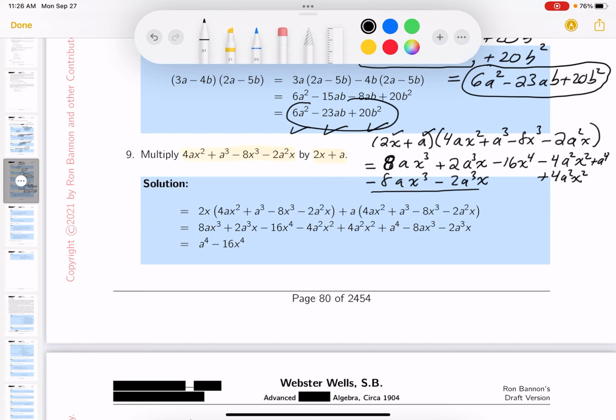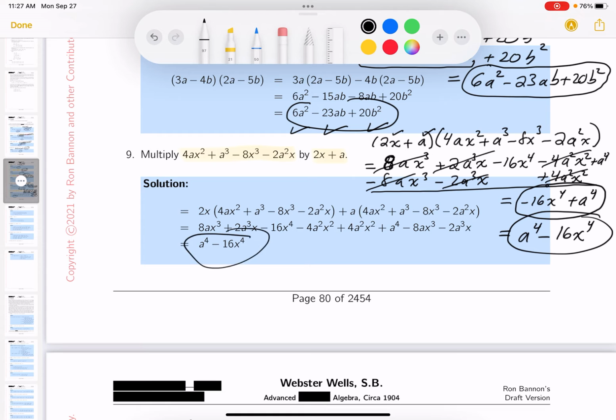A little line over here. I'm going to add things together. What happens? This disappears, this disappears, this disappears. And what are you left off with? Well, what you're left off with is minus 16x4 plus a4. There's nothing wrong with this answer. But I do want to write it a little differently as a4 minus 16x4. They're both the same answer.